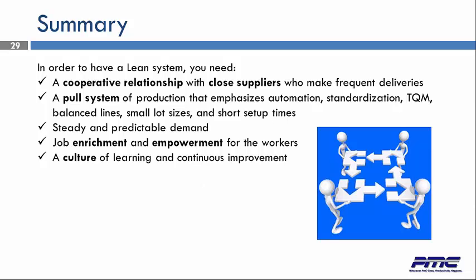So in summary, in order to have a lean system, you will need a cooperative relationship with close suppliers who make frequent deliveries, and a pull system of production that emphasizes automation, standardization, TQM, balanced lines, small lot sizes, and short setup times. You need steady and predictable demand in order to implement lean, and job enrichment and empowerment for the workers. The workers must be able to make decisions on the spot. A culture of learning and continuous improvement is necessary in order to help achieve the goals.